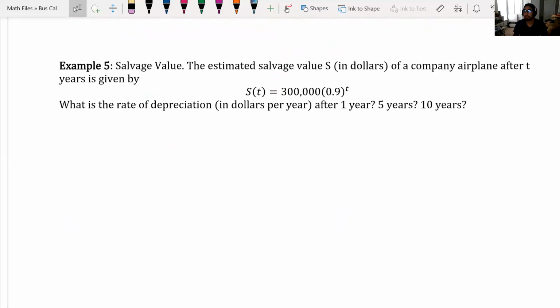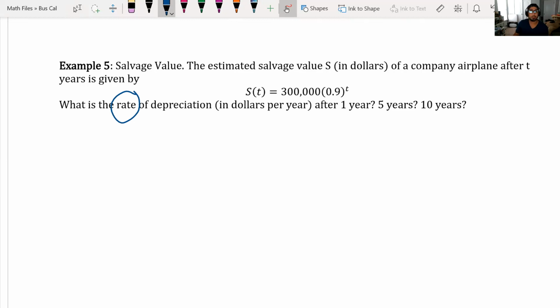All right. Last example, word problem. The estimated salvage value S in dollars of a company airplane after T years is given by the function S of T equals 300,000 times 0.9 to the T. What is the rate of depreciation in dollars per year after 1 year, 5 years, 10 years? So what we have to do here is find the derivative and plug in 1, 5, and 10. And if you're asking, why do we have to find the derivative? Well, there's a very special word in this whole problem, and that word is rate.